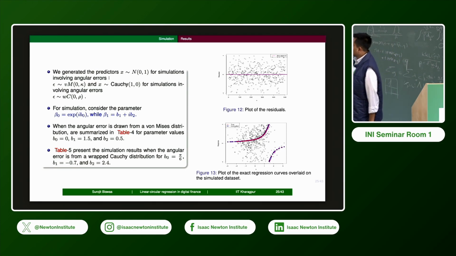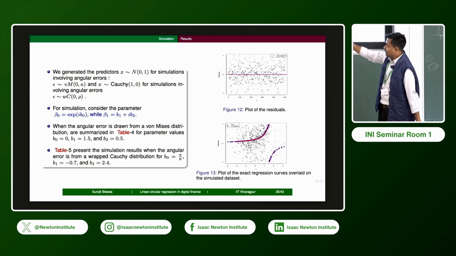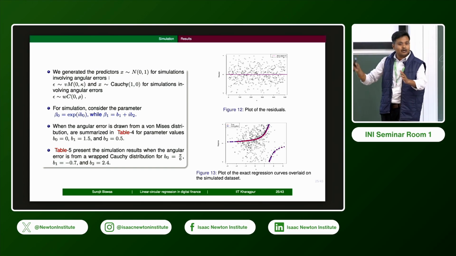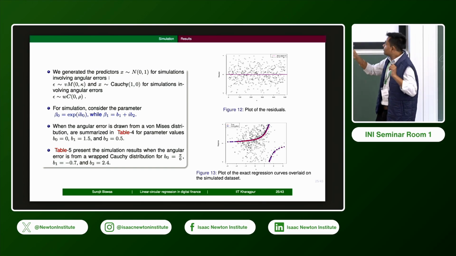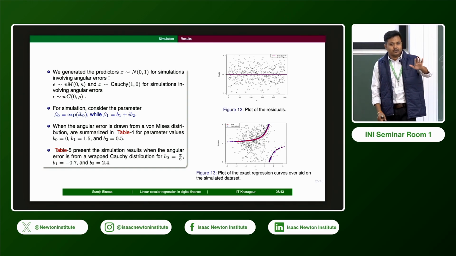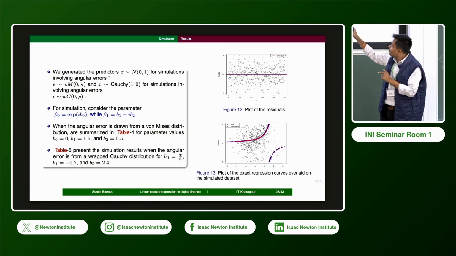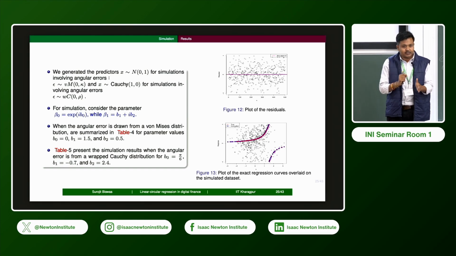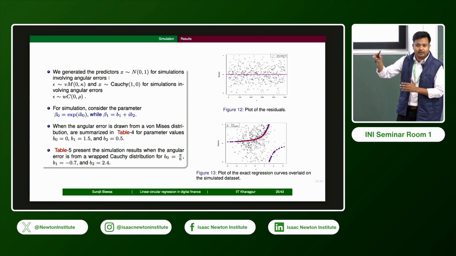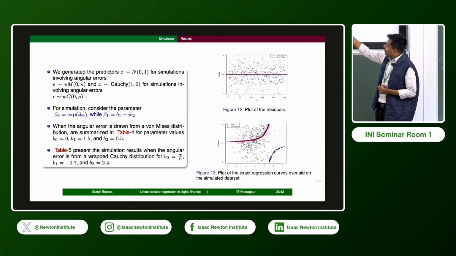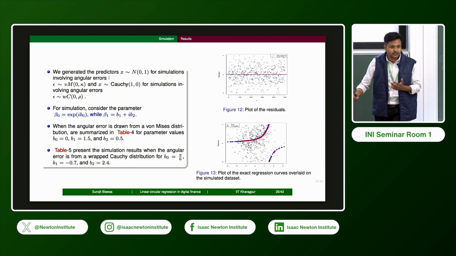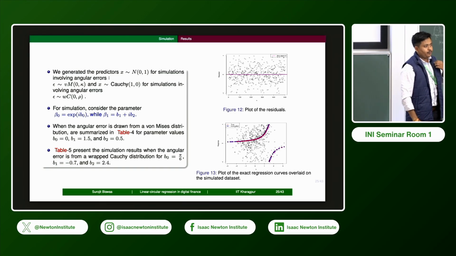In that panel, you can see that x is coming from normal 0, 1, that is our covariates. For that, we have considered random error from the von Mises distribution. Why this? Because there is a relation between the von Mises distribution and the normal distribution. The von Mises distribution can be approximated as a normal distribution. And the wrapped Cauchy, as I have already shown, back in 1996, from Cauchy to wrapped Cauchy using Möbius transformation.